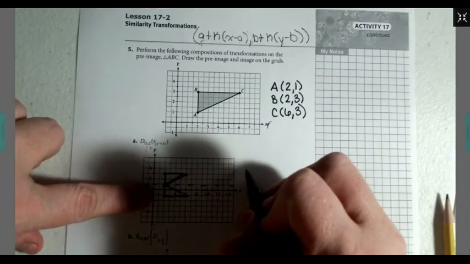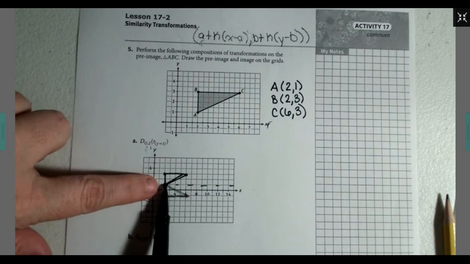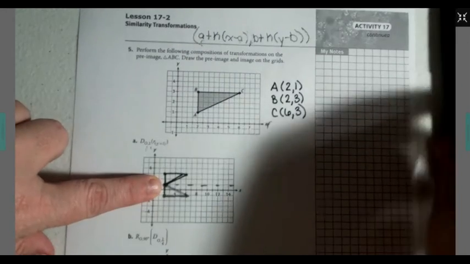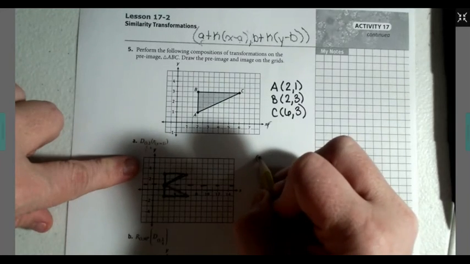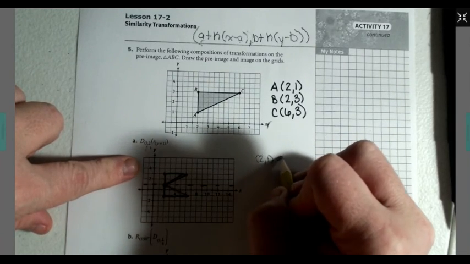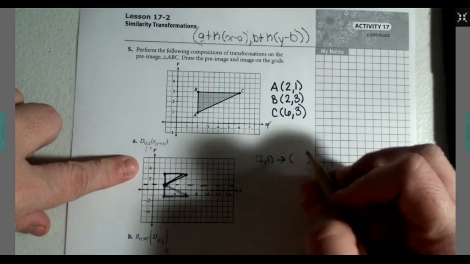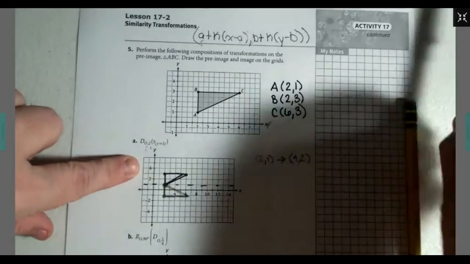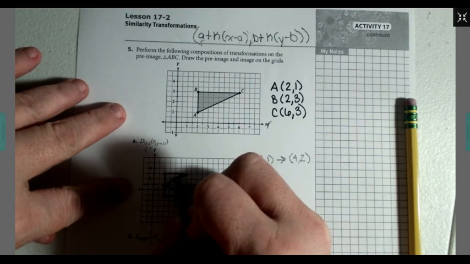So I have a point located at 2, 1. Well, 2 times 2 is 4. So this point is going to go from 2, 1. And if I'm doing a scale factor of 2, that means both numbers are going to be multiplied by 2. So we got 4, 2 will be that new location. Well, 4, comma 2 will be right here.